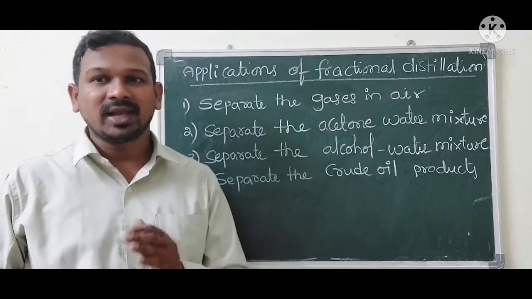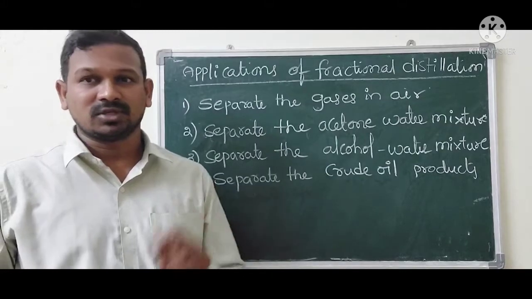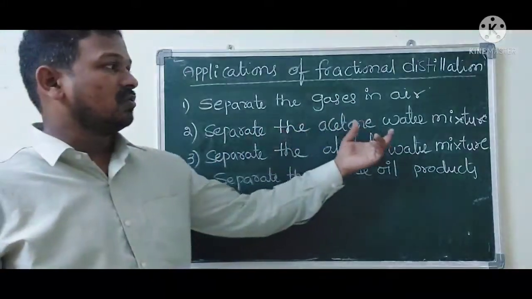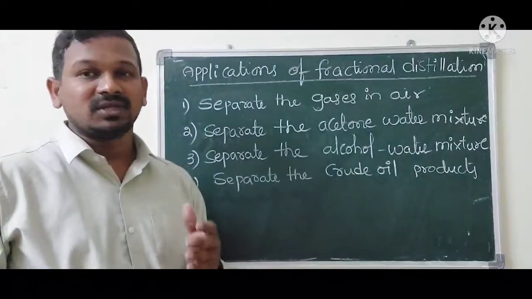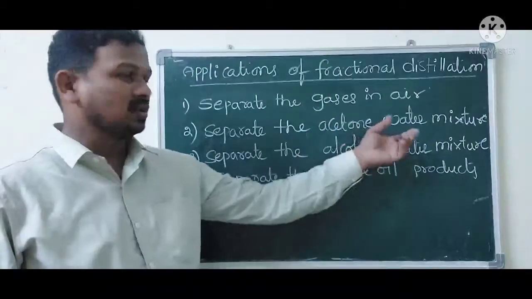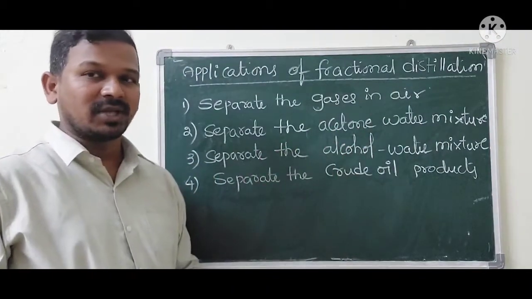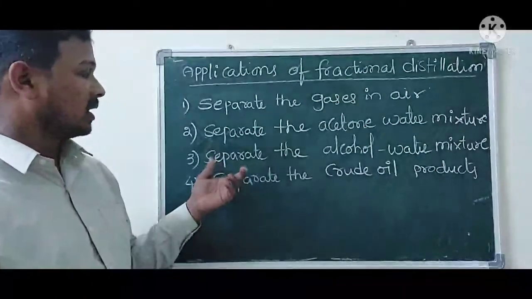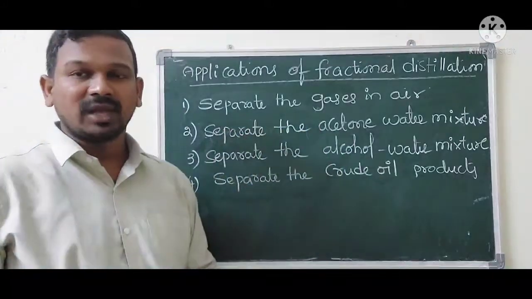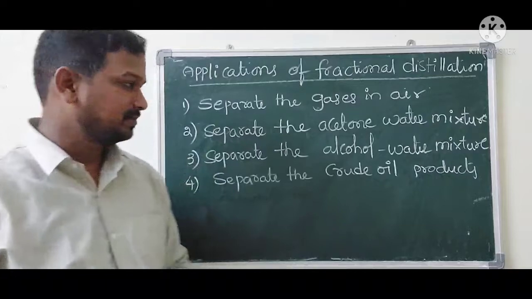So we can separate the gases from the air with the help of the fractional distillation process. Next, we can separate the acetone water mixture. As we discussed in the simple distillation process also, we did it. In that we separated acetone and water. With the help of the fractional distillation column also, we can separate the acetone and water. And coming to the alcohol and water mixture, this we did just now. With the help of activity, we separated the alcohol, ethanol, from the water.